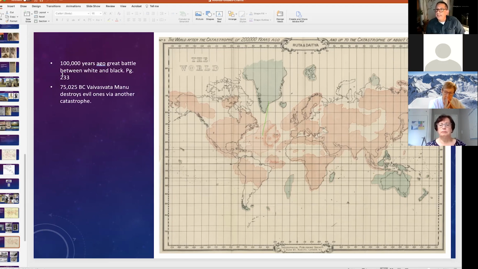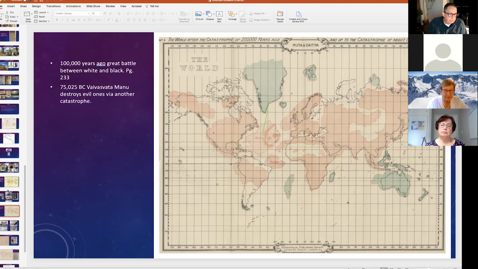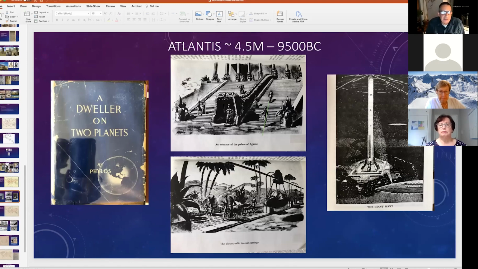It goes on like that, and I just read that to show you how weird it was. I mean, it's the Lord of the Rings. That's why I say Lord of the Rings is almost like a documentary. Anyway, this is from the book A Dweller on Two Planets. It was dictated to someone in the Mount Shasta area by a master that apparently lives around there. There's a lot of rumors of masters around Mount Shasta in Northern California.